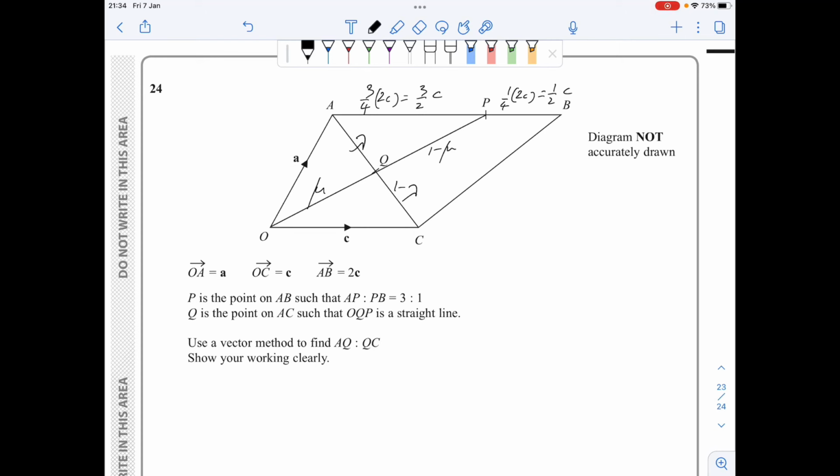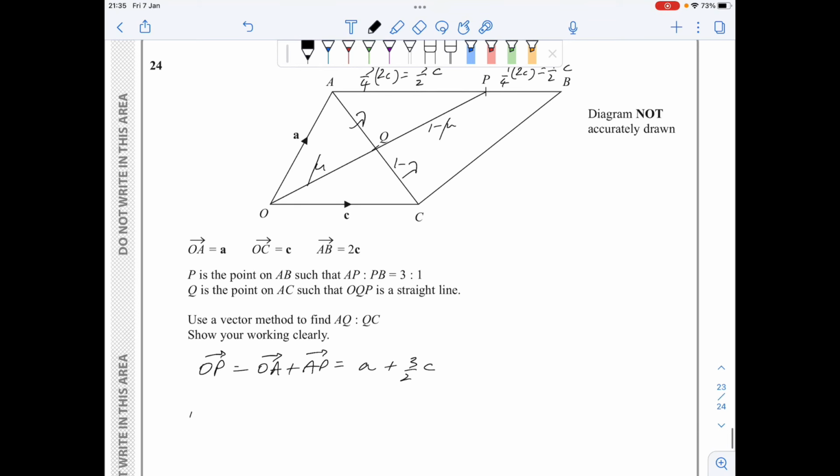And now the idea is to select a starting and end point and cover that in 2 different methods, equate the two, and solve some simultaneous equations to find lambda and mu. Now I'm going to write 2 vectors that will be useful in our calculations. OP, which is equal to OA plus AP, and this is A plus 3/2 C, and also AC, which is equal to AO plus OC. This is equal to minus A plus C.